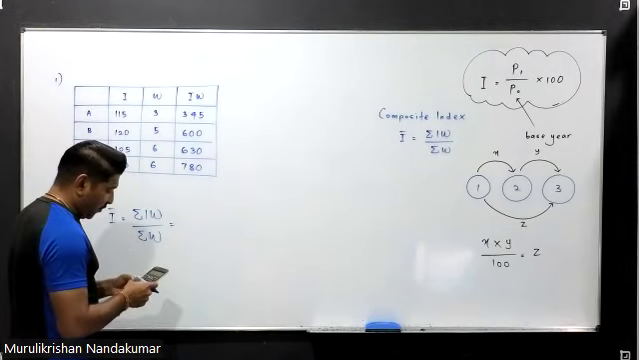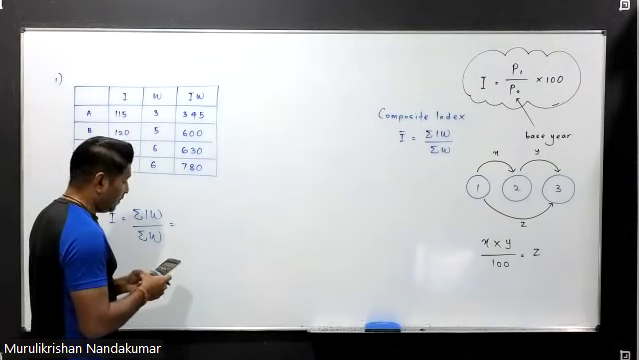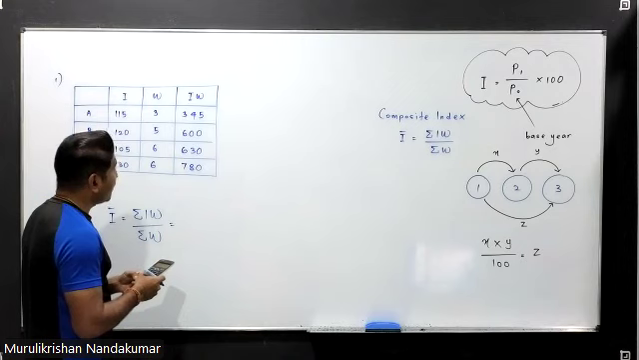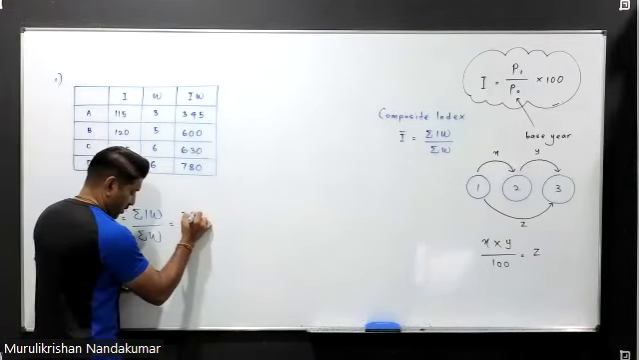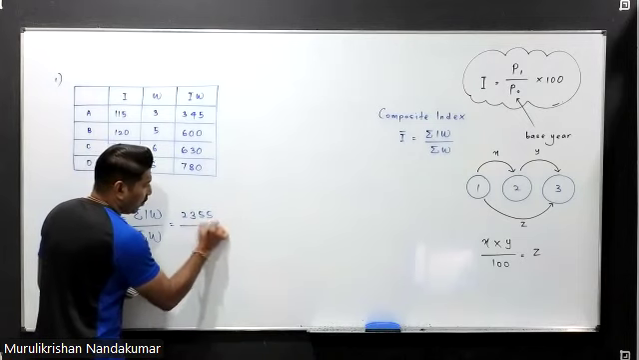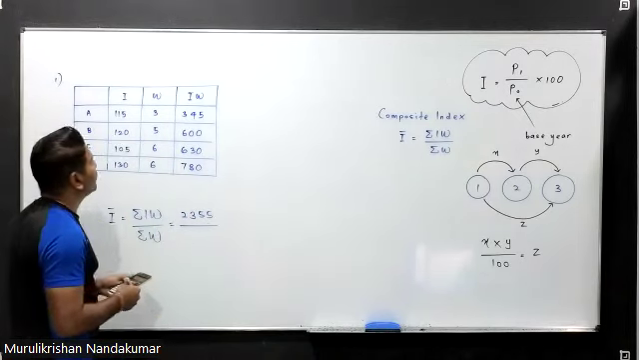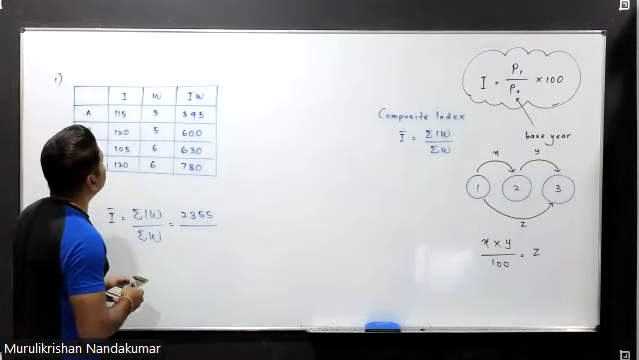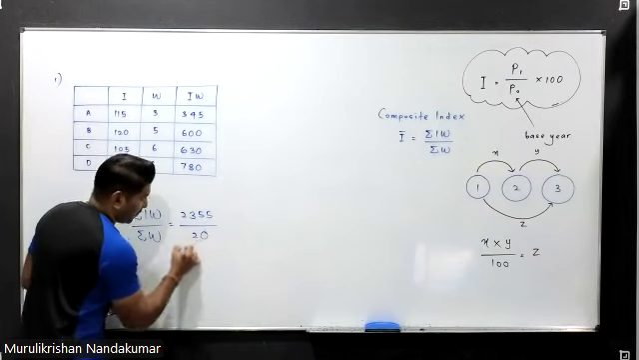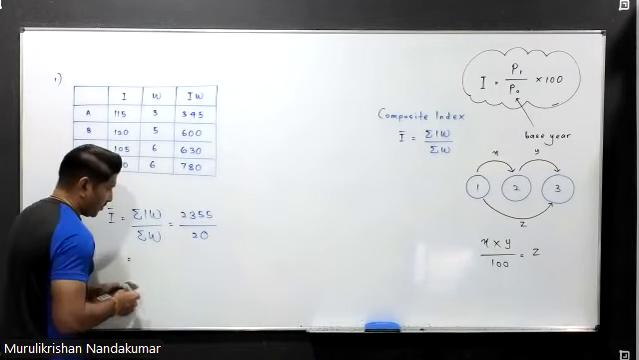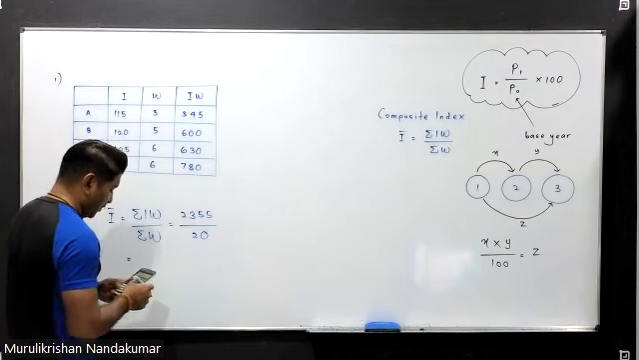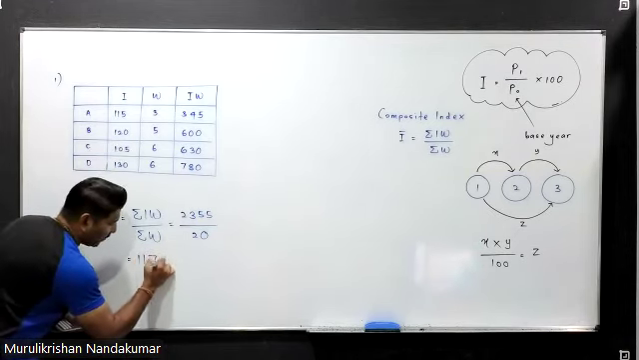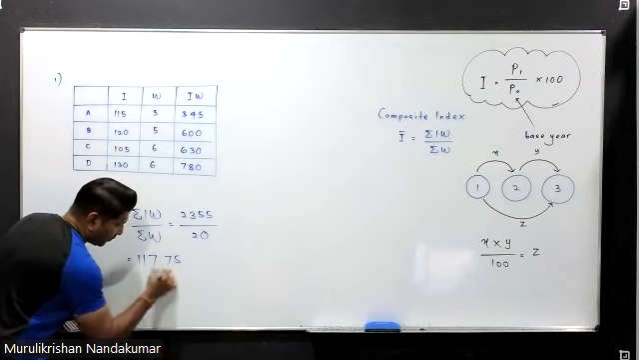So it's 345 plus 600 plus 630 plus 780. So you dapat 2355 over total of W. Total of W is 6620. So berapa? 2355 divided by 20. I get 117.75.